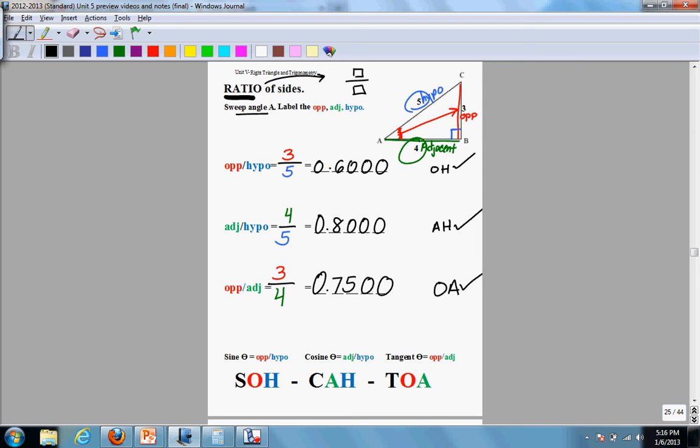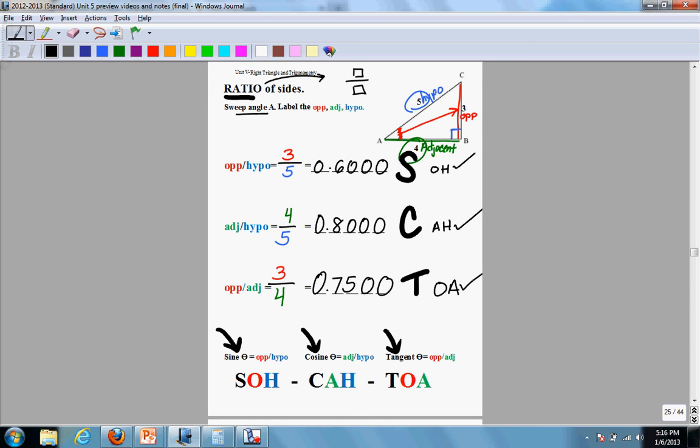These 3 ratios have names. The opposite over hypo ratio is called the sine ratio. Sine, put a giant S there. The adjacent over hypo is called the cosine ratio. Put a C there. And the opposite over adjacent ratio is called the tangent ratio. Put a T. Sine, cosine, and tangent. These ratios have names.